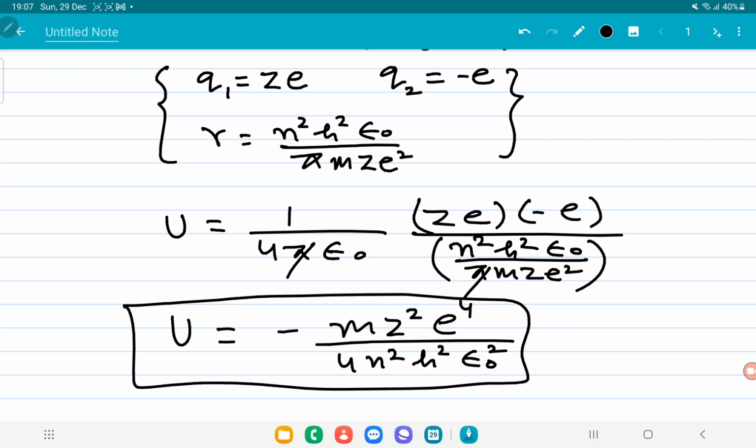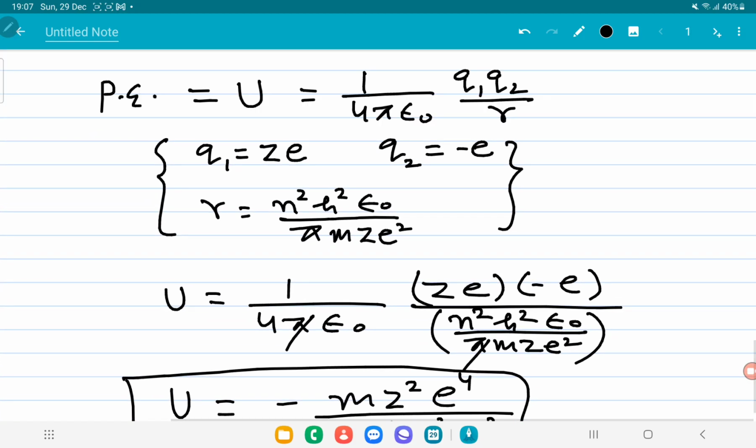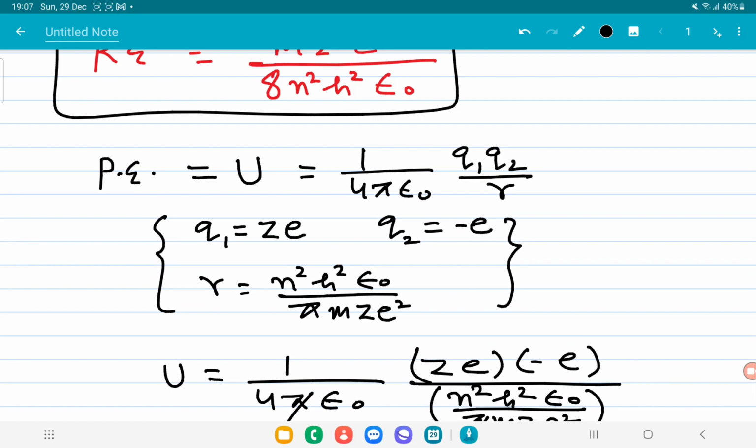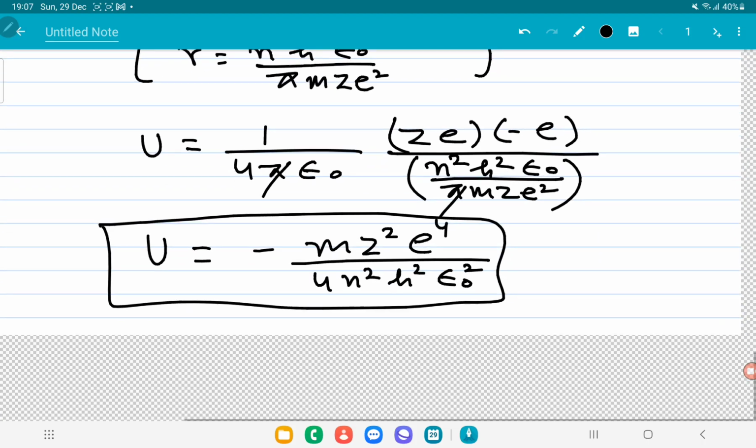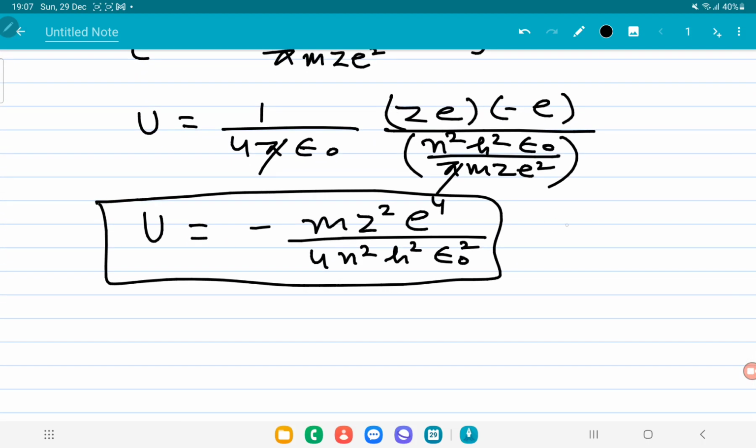Now if you see the expression for kinetic energy and the potential energy, m z square e to the power 4 upon 8 n square h square epsilon naught square. The kinetic energy was m z square e to the power 4 upon 8 n square h square epsilon naught square. This was the kinetic energy.